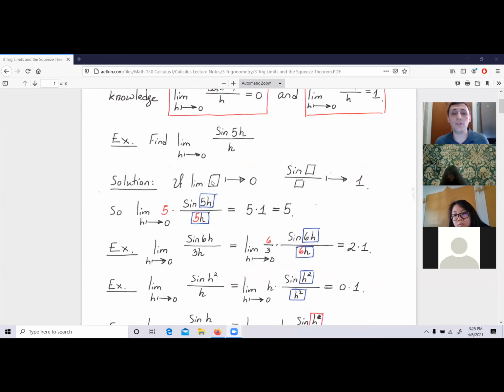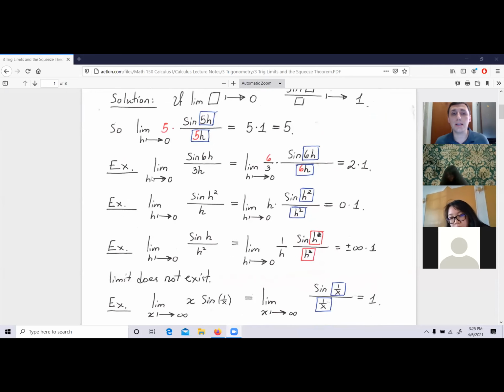Now here are a few other examples, guys. So here is the limit as h goes to 0 of sine of 6h over 3h. Well, I want the boxes to be 6h here, right? So I factor out the 3, and I see it's 6h over 6h here. So it's really 6 over 3. So it's basically 2 times 1.